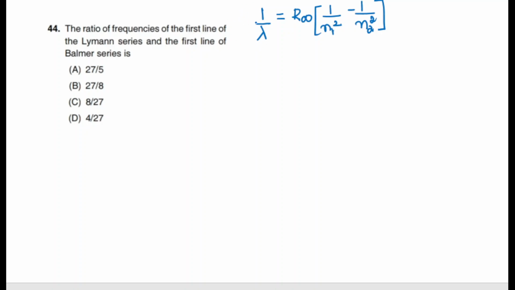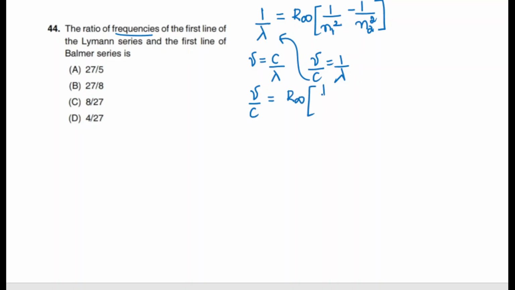Now instead of wavelength or the wave number, what they are asking is the frequency. We know that frequency is nothing but c divided by lambda. Frequency and lambda are inversely proportional to each other. Now can I write nu divided by c equal to 1 divided by lambda, or 1 divided by lambda equal to nu divided by c, in this formula? Yes. Now instead of 1 divided by lambda, what you get is nu divided by c into r infinity into 1 divided by n1 square minus 1 divided by n2 square, right?